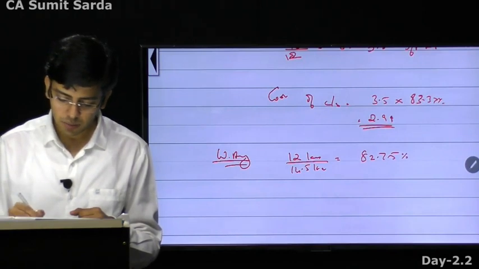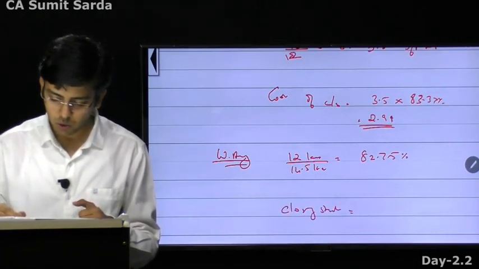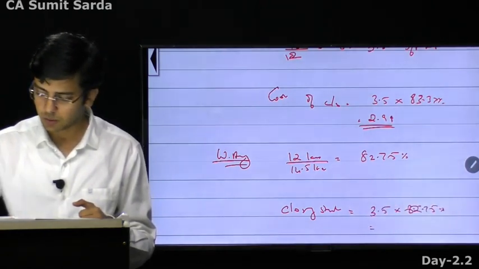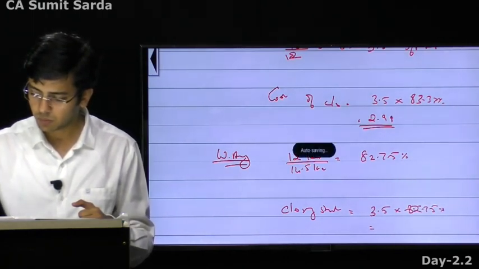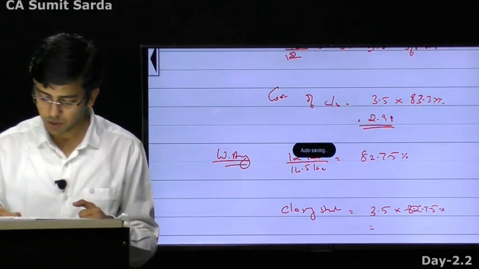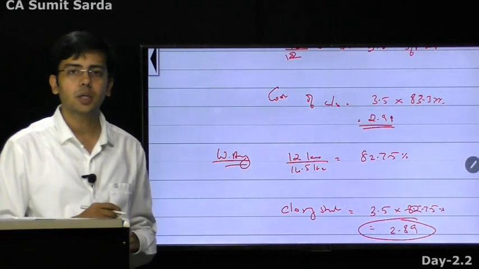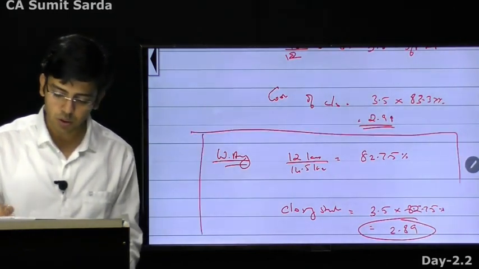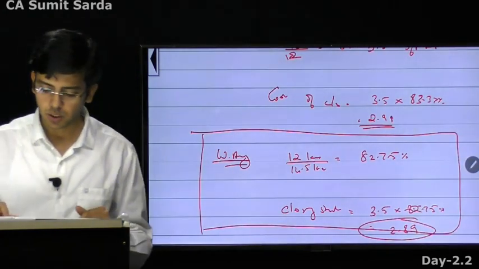82.75%. That means my closing stock value is going to be 3.5 multiplied by 82.75%. That makes it 2.89. So the value of the inventory is going to be 2.89 as per the retail method. This is the method that is commonly used. That means if nothing is written in the question, I have to solve it using weighted average concept.